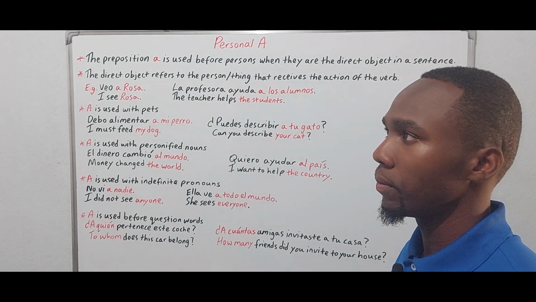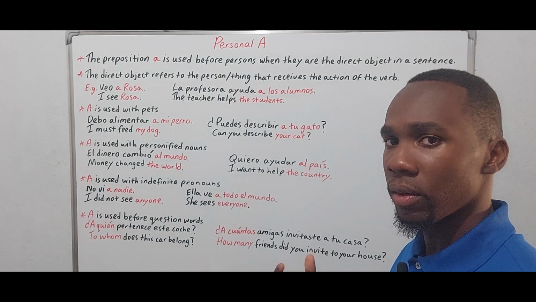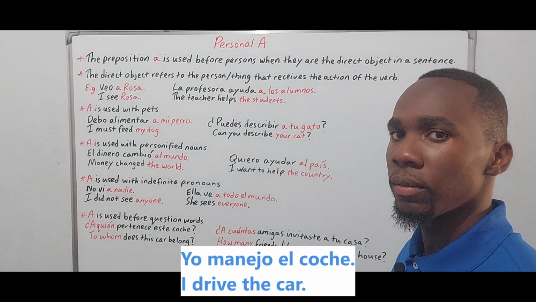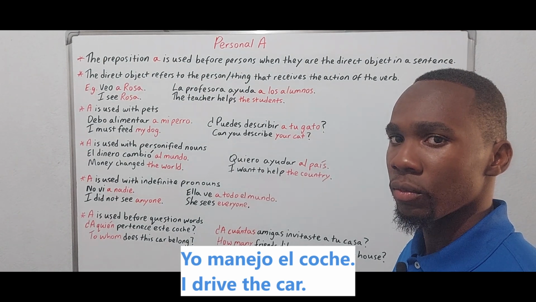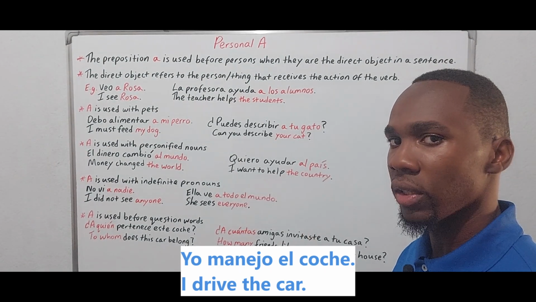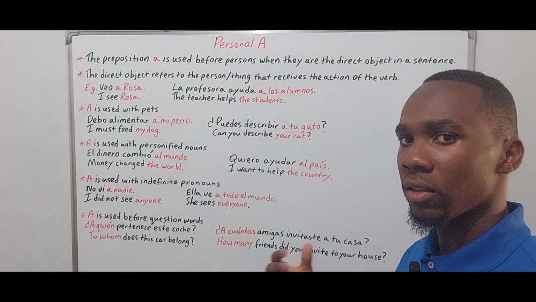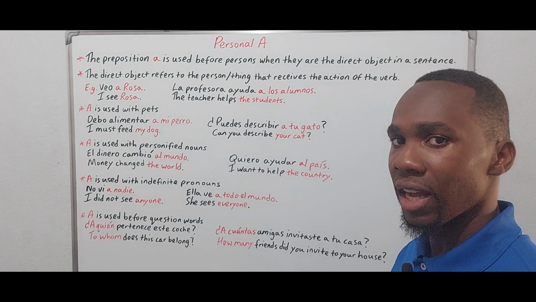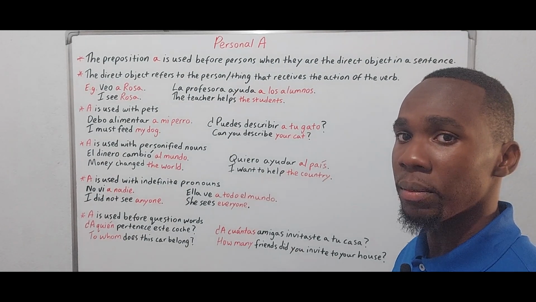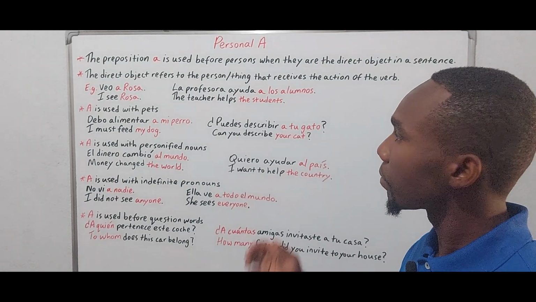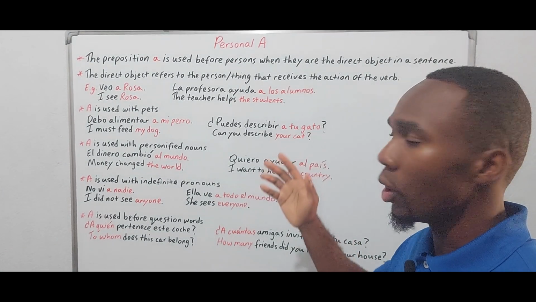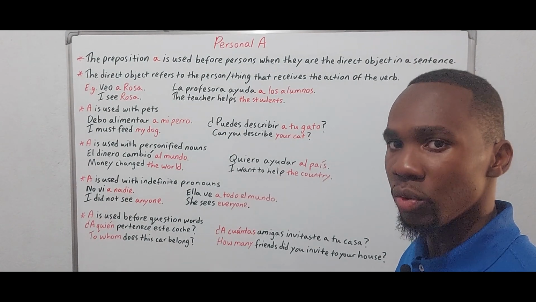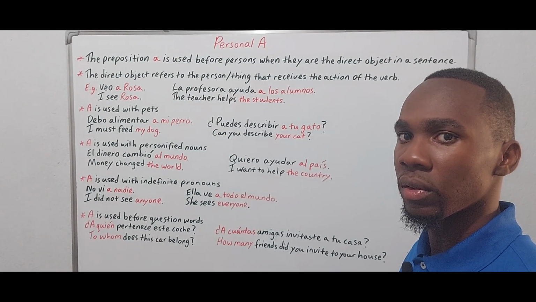For example, yo manejo el coche. I drive the car. What do I drive? El coche. Therefore, el coche is our direct object because it receives the action of the verb, in this case, which should be manejar, right? Now, if we have a person on the receiving end, we use a before that person.